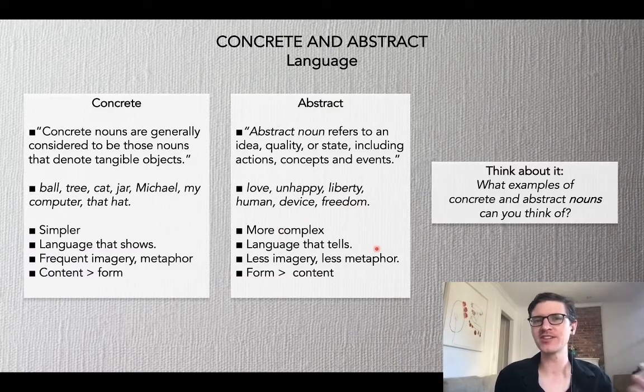It's language that tells or explains. And there's always less imagery in abstract language, less metaphor in poetry and prose. And here the form is more important than the content. So sometimes in abstract poetry, the sounds of the words are more important than what they mean. That could be secondary or not matter at all.